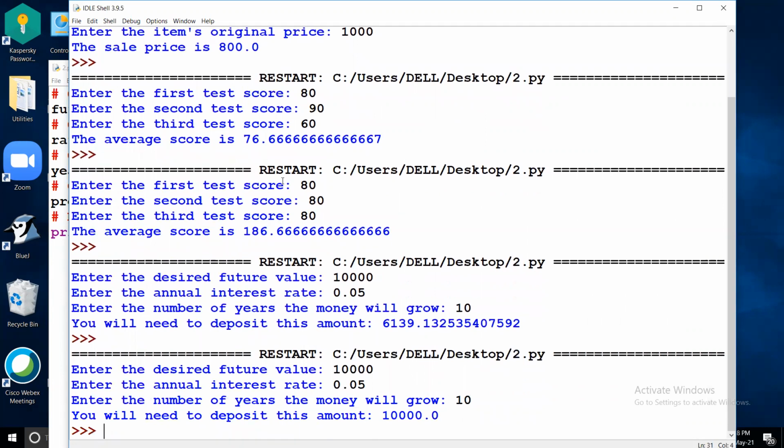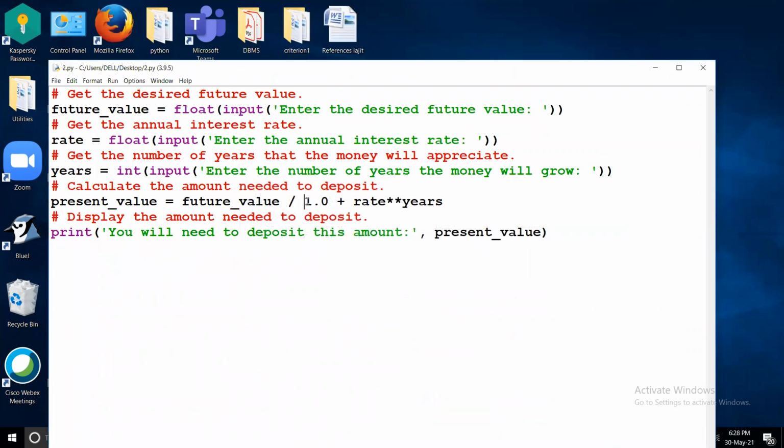See, you will need to deposit this amount. It is showing 10,000, which is clearly a wrong answer. So you need to be very careful while running these programs. Usage of parenthesis is very important in certain scenarios, not all scenarios. You need to be careful when parenthesis must be used to disrupt the actual precedence levels. In this case, we want to perform this lower precedence operation first compared to this higher precedence operation.